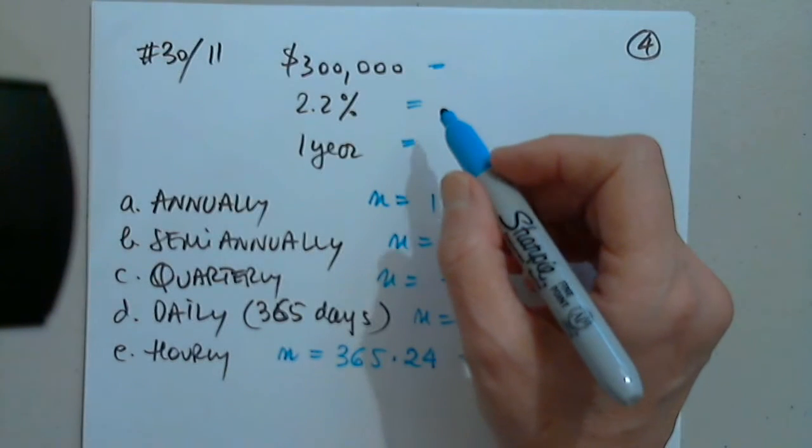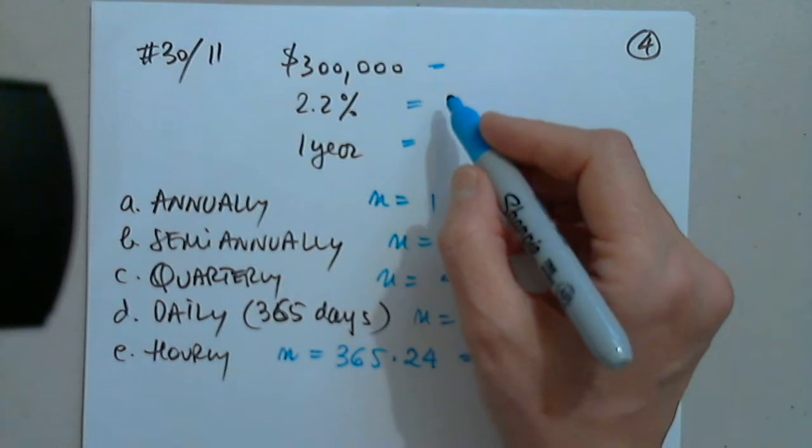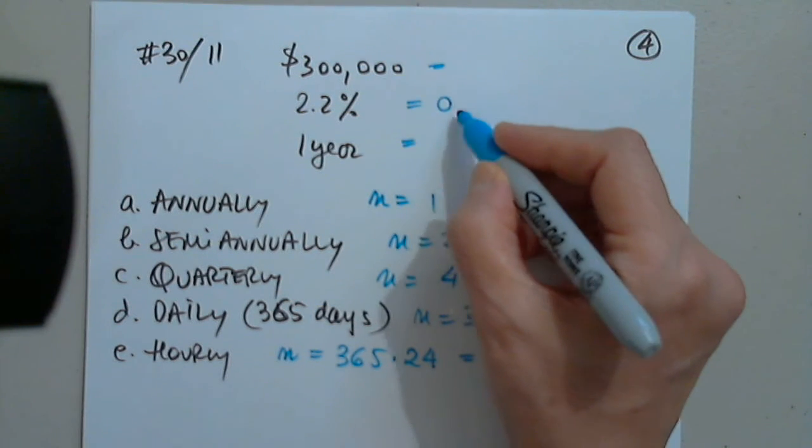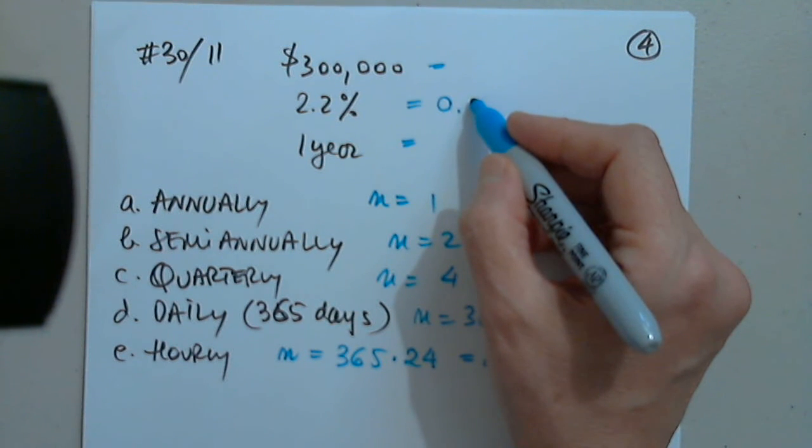Right. But we can never use percent. Okay. So is it going to be a fraction? Oh, it's a decimal. Yeah, it's a decimal. So 0.22. Careful.